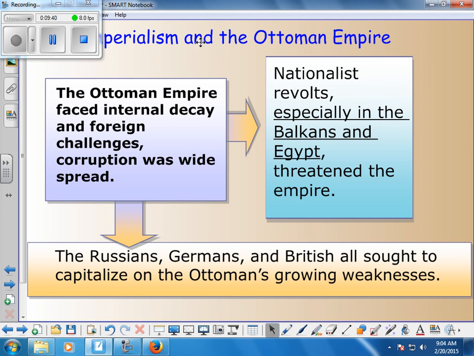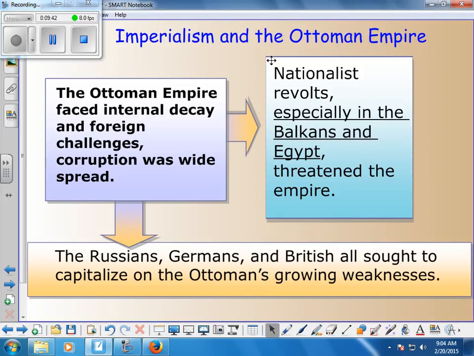So imperialism and the Ottoman Empire. Well, you can already see imperialism affected the size of the empire. The Ottoman Empire faced internal decay as well as foreign challenges. Corruption was widespread, and what we mean there is the officials of the Ottoman Empire were often very corrupt, meaning they were bad guys. They were, in some cases, thieves. They stole from the people. They would require huge bribes in order for anything to get done, and often then it didn't get done. And so there was a lot of problems within the government of the Ottoman Empire.